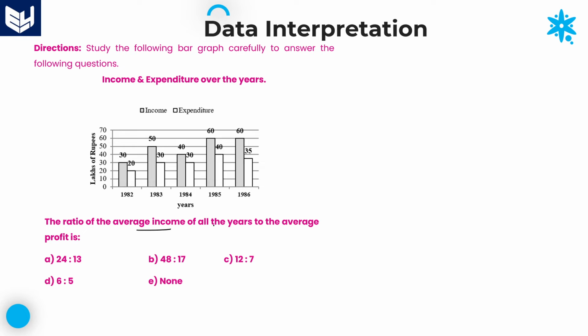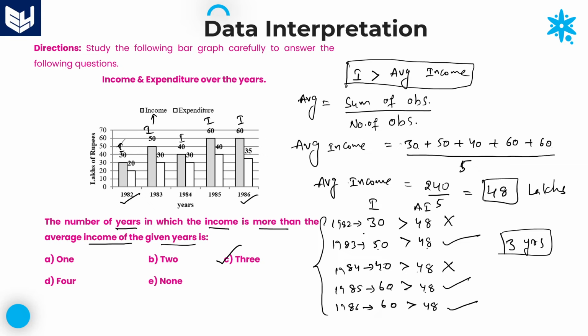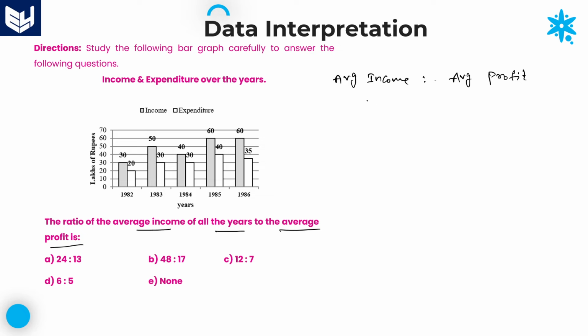The ratio of average income of all the years to the average profit is. Here we need to calculate average income. The ratio of average income to average profit. I think just now we have calculated average income, right? Average income we got as 48. 48 is the average income. Just now we calculated, that is the reason why I'm directly writing average income.